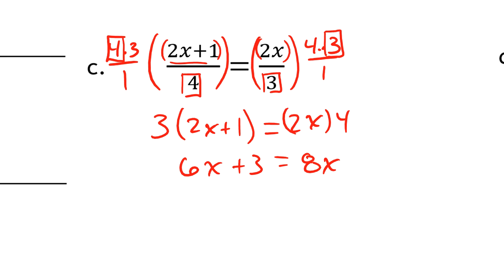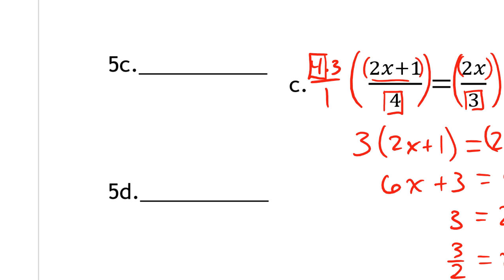I can subtract 6 x's from each side. When I do that, I get 3 equals 2x. And then finally, if I divide by 2, I get that 3 halves is what x is. So I'm just going to write for here, x is the number 3 halves.